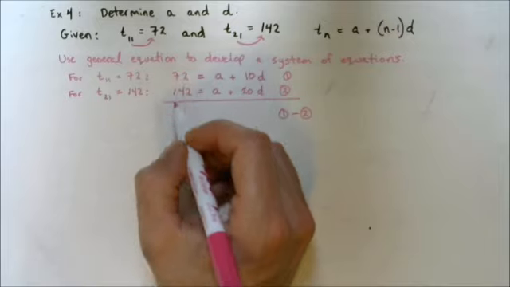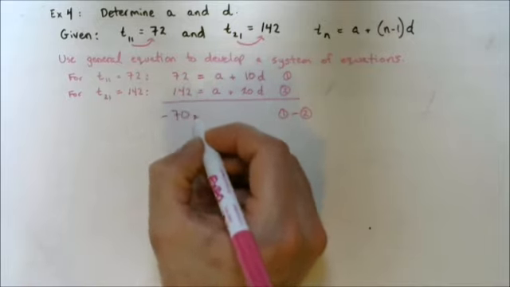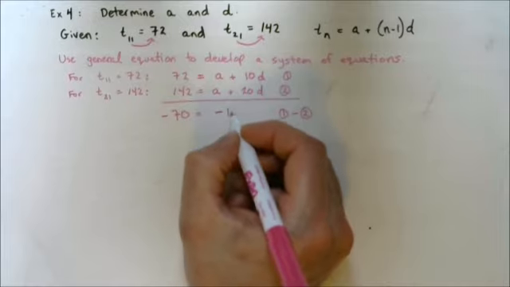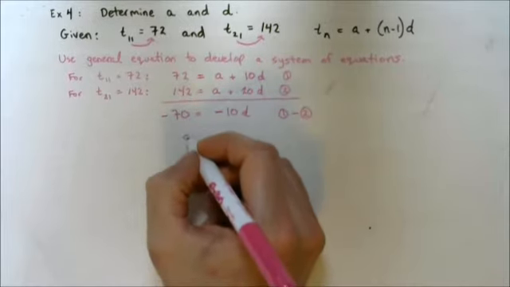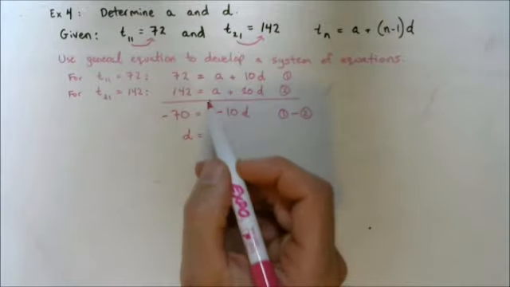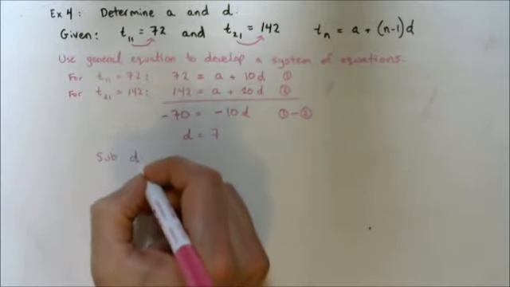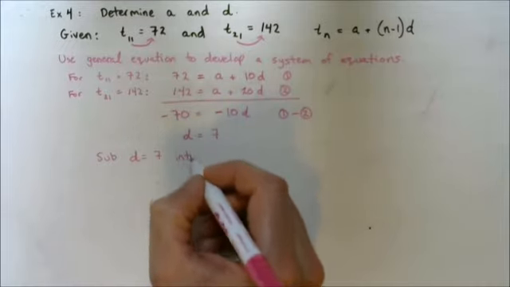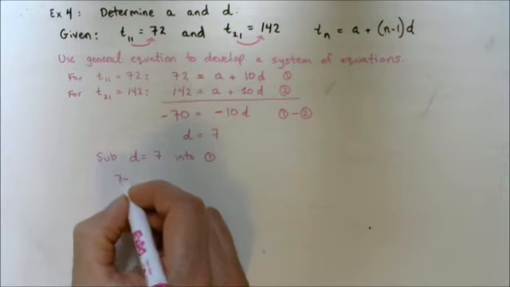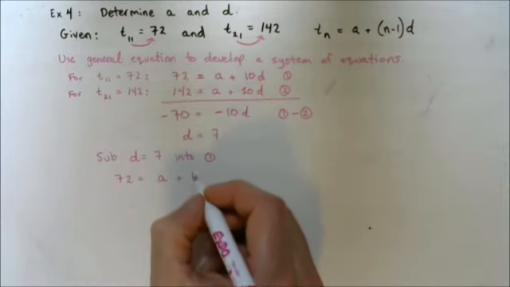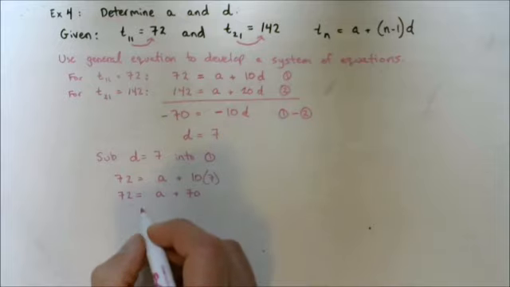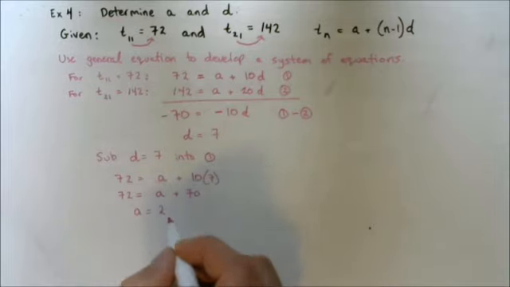We've got 72 minus 142 leaves us with negative 70. a minus a is 0. 10 d's minus 20 d's is negative 10d. Divide both sides by negative 10, d equals 7. So the common difference is 7. Now to find out what a is, sub d equals 7 into equation 1 or equation 2. 1 seems easier. So what do we have? 72 equals a plus 10 times 7. 72 equals a plus 70. Subtract 70 from both sides, a equals 2.